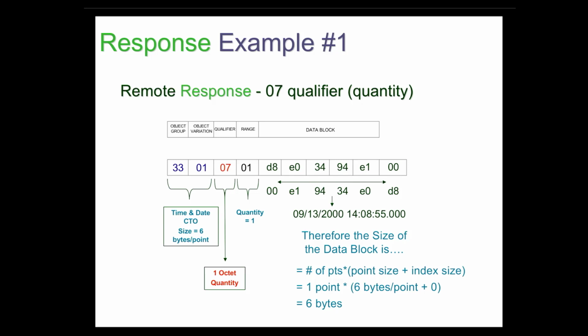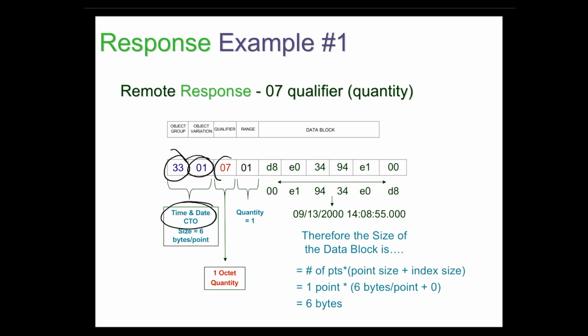This is a response that's going to include point data. So if we look at this object group 33 and we convert it to decimal, you would see that that is object group number 51. So 51, we'll be able to look and we'll see its time and date CTO. And then if you were to look at your object variation, you'd be looking at object variation 1 for object group 51. So that's describing the data and its data type and its variation.